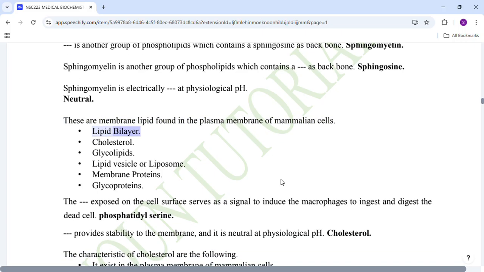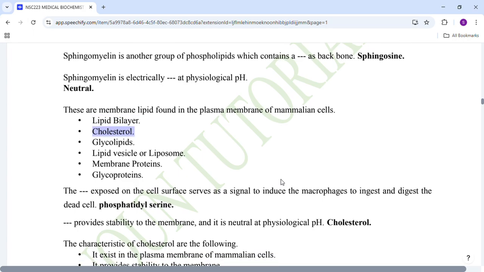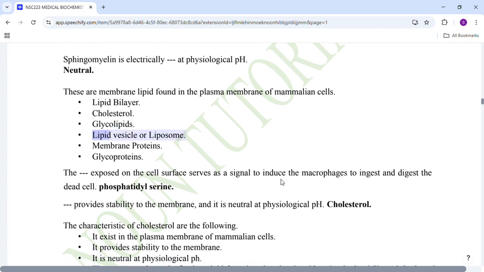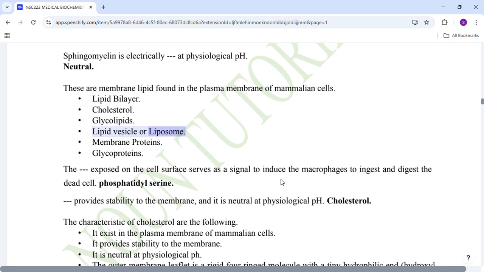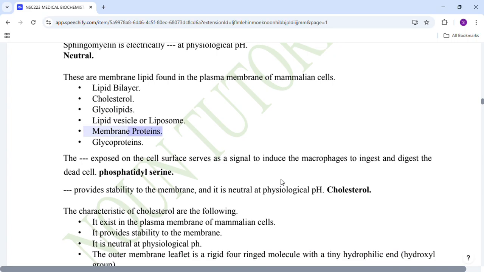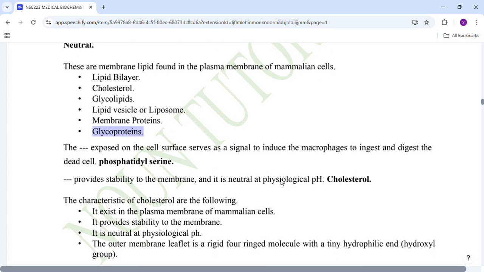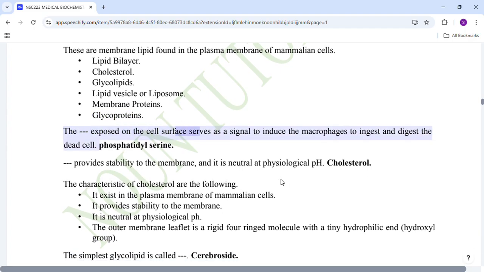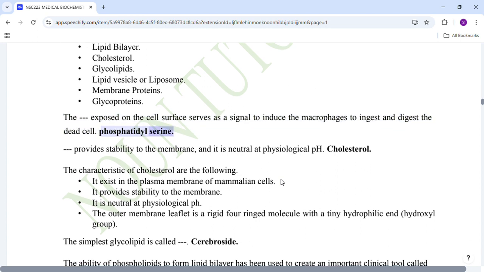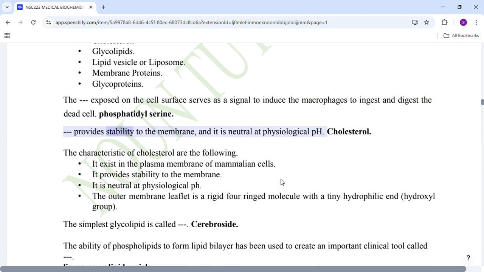These are membrane lipids found in the plasma membrane of mammalian cells: lipid bilayer, cholesterol, glycolipids, lipid vesicle or liposome, membrane proteins, and glycoproteins. The phosphatidylserine exposed on the cell surface serves as a signal to induce the macrophages to ingest and digest the dead cell.